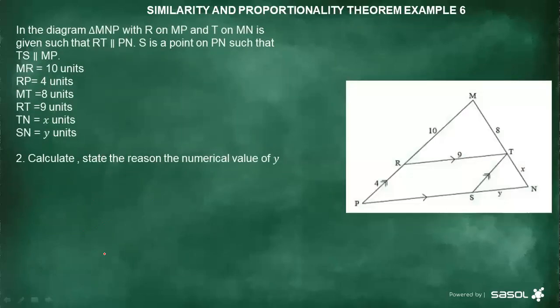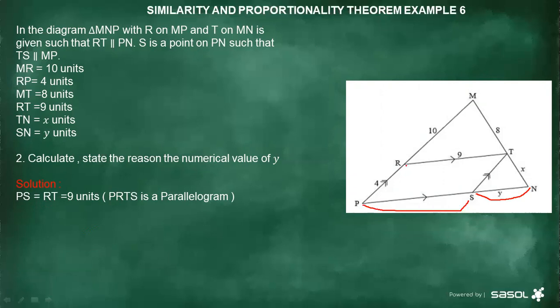The same question, we now have to calculate the value of Y in this case. We are now calculating this Y. Now remember, we start with what we need. First we say PS. Where's PS? This one is equal to RT, which is 9 units. PRTS is a parallelogram. Remember, opposite sides of a parallelogram are equal. Hence, PS is 9 as well. It's 9 units there.